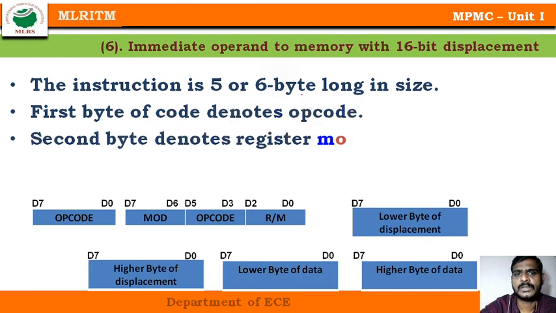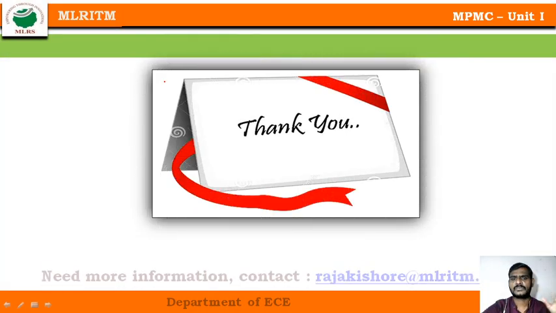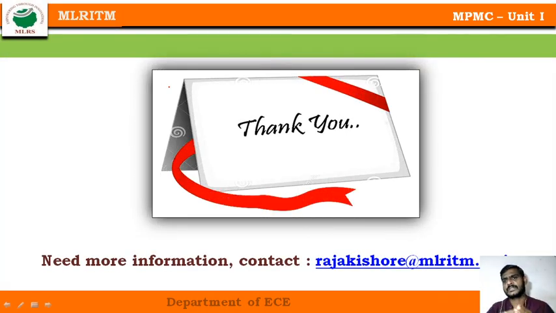In this particular case, the fifth and sixth bytes are used for the displacement value. As we discussed in the first slide, instruction format may be available from 1 byte to 6 bytes long. So when I use an instruction which is 6 bytes long, that means it is an immediate operand with the memory with a displacement. So these are the different formats used for the instructions.